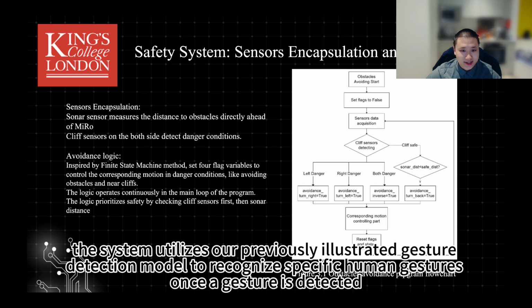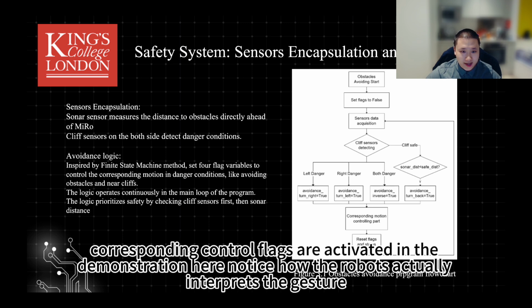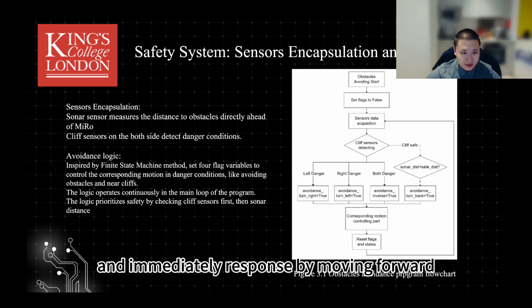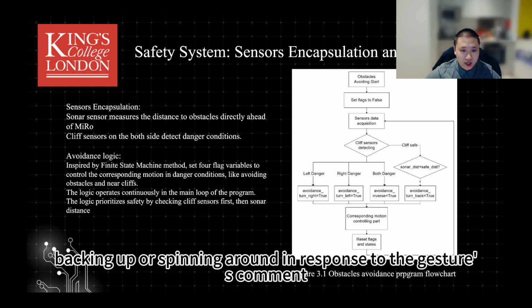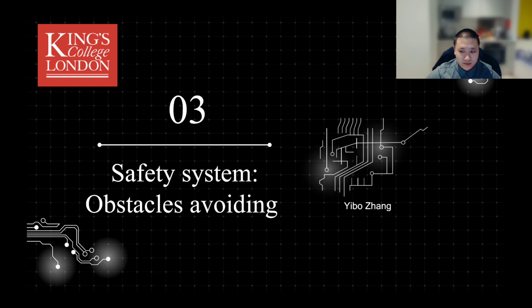The system utilizes our previously illustrated gesture detection model to recognize specific human gestures. Once a gesture is detected, corresponding control flags are activated. In the demonstration here, notice how the robot actually interprets the gesture and immediately responds by moving forward, backing up, or spinning around in response to the gesture's command.